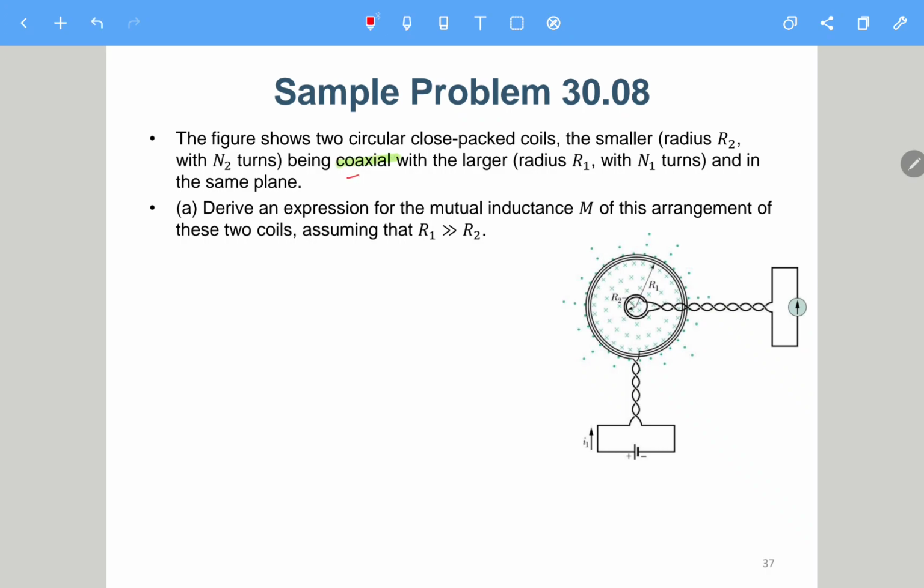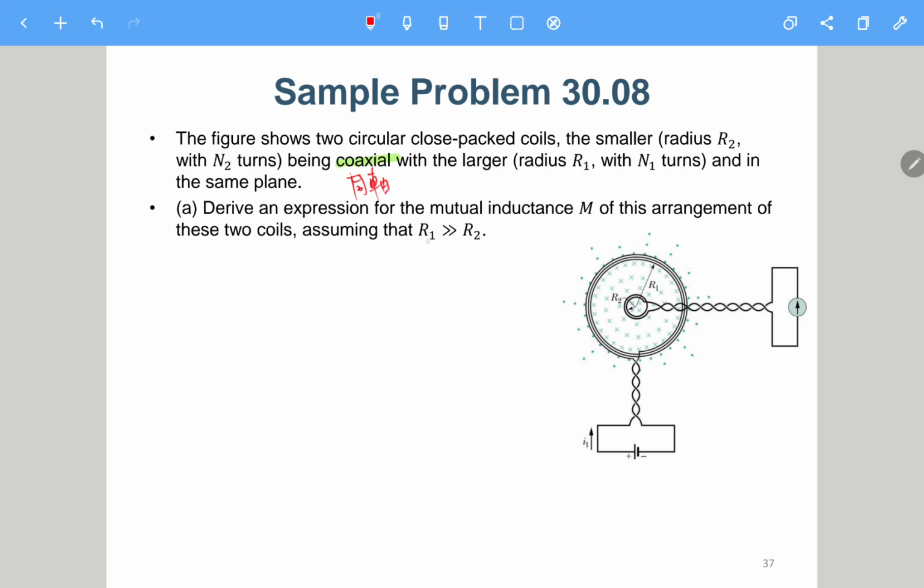In Chinese this is called 同轴. Okay, coaxial, with a larger coil in the same axis. The radius is R1 and it has N1 turns. Derive an expression for the mutual inductance M of this arrangement of these two coils, assuming R1 is much larger than R2.